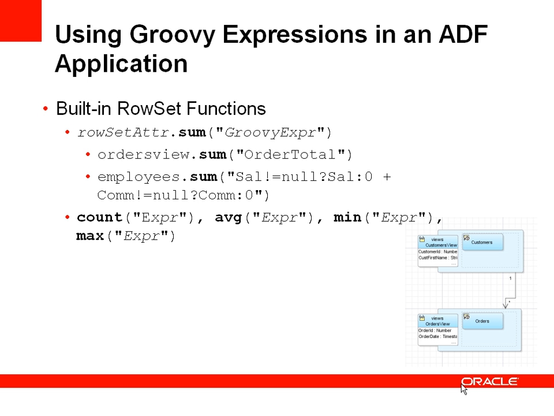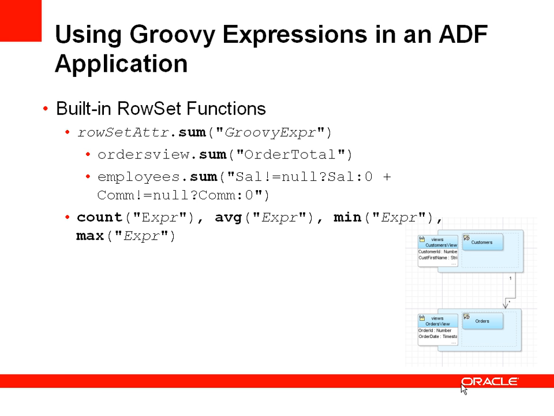Another Groovy support feature we have within Oracle ADF is built-in row set functions. So what's a row set function? Well, it's a Groovy expression that can work across sets of data. For example, we have customers, and a customer has one or many orders. And we have a Groovy expression that, based on a customer's attribute, can perform a function, for example sum, average, count, min, max, across all the orders associated with that customer.